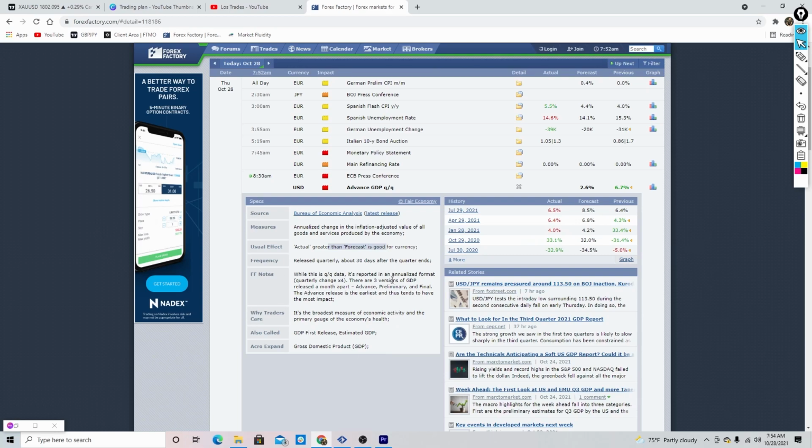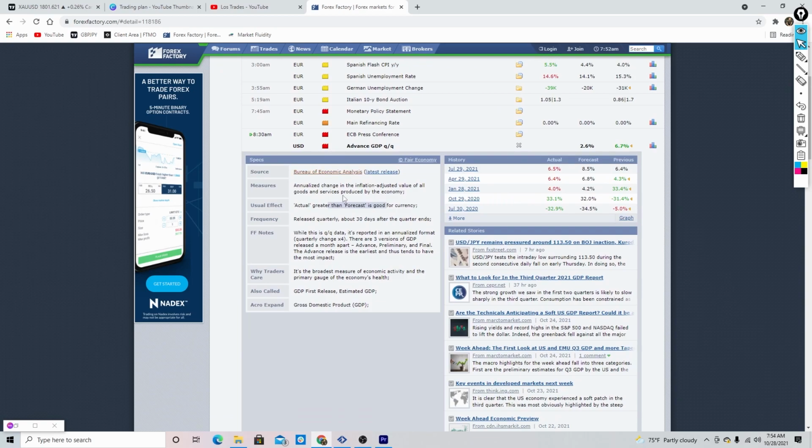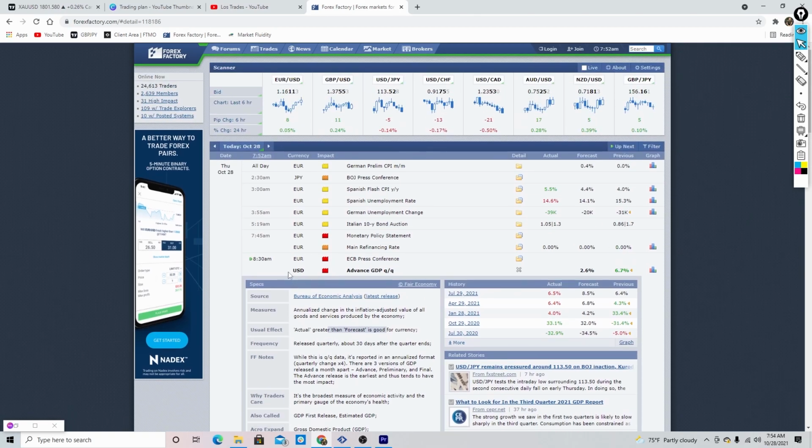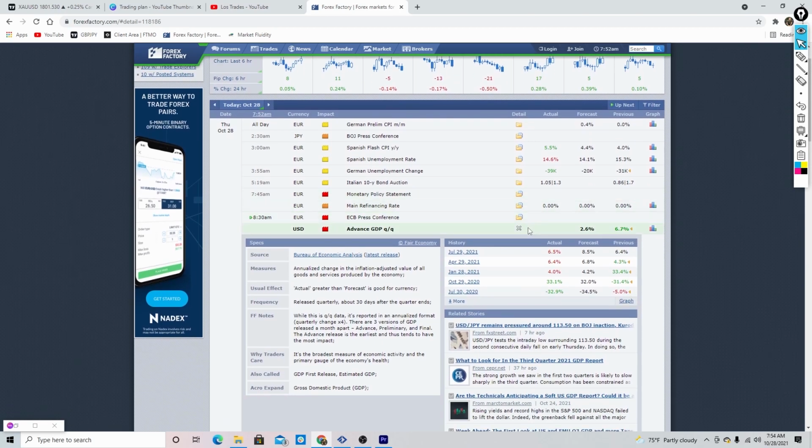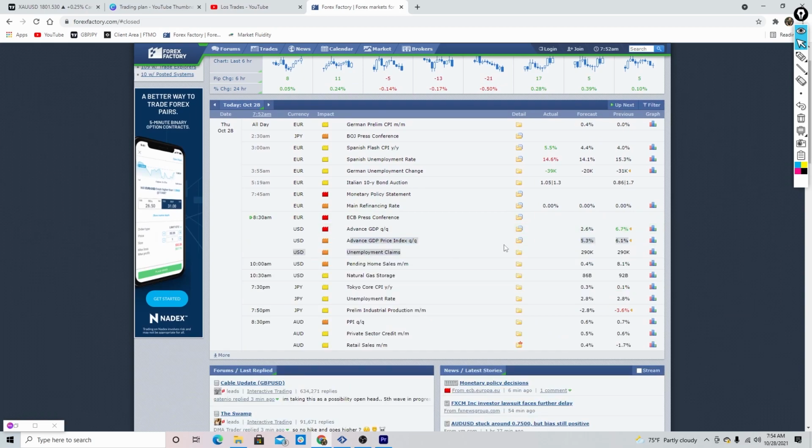Okay, but since we're in the fourth quarter already, are they saying this shouldn't have that much information? I mean, it's the red folder. It's the broadest measure of economic activity and the primary gauge of the economy's health. All right, so I guess at 8:30 we just have to watch out for gold, honestly. Yeah, that's exactly what it means. At 8:30, watch out for all of these. Oh, unemployment claims as well.